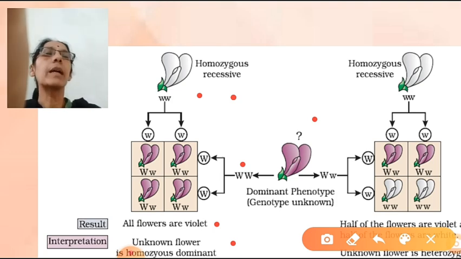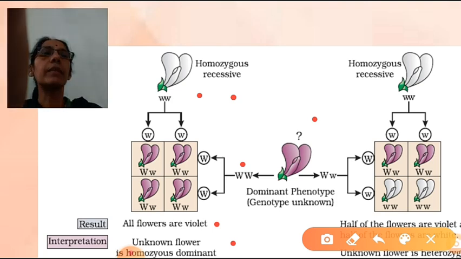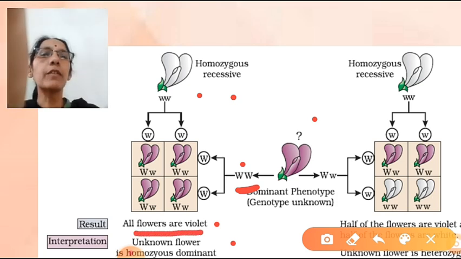So first, under which condition have we taken it? We have taken it under homozygous condition. And after the cross, what happened? All the flowers are violet. That means the unknown organism is homozygous.